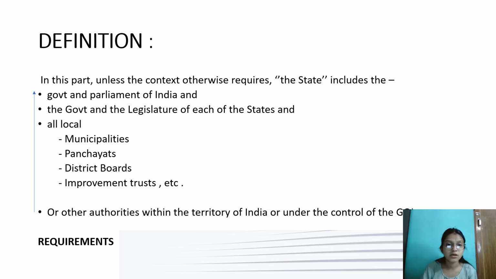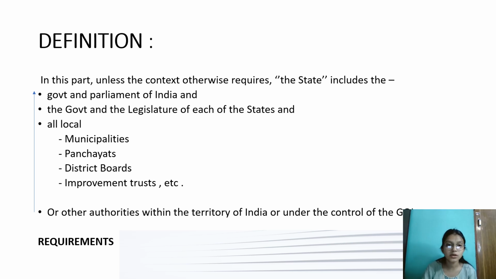So the definition says: in this part, unless the context otherwise requires, the state includes the government and Parliament of India, and the government and the legislature of each of the states, and all local authorities, which is municipalities, panchayat, district boards, improvement trusts, etc., or other authorities within the territory of India or under the control of the government of India. So this is the definition given regarding state under Article 12 of the Indian Constitution.